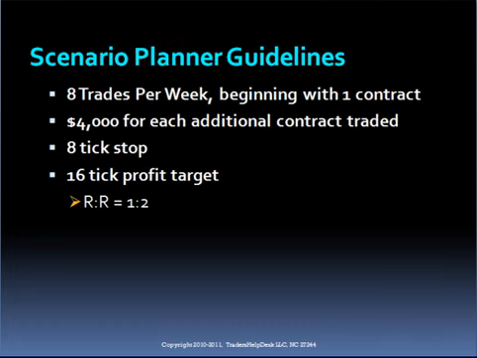Now we're going to go through a couple of scenarios to see what this will do to our account, and I want to go through the guidelines first. We are going to do 8 trades per week beginning with 1 contract. We need $4,000 in our account for each additional contract traded. So to trade 1 contract we need $4,000. To trade 2 contracts we need $8,000. We are going to use an 8-tick stop and a 16-tick profit target. Our risk to reward again will be 1 to 2.